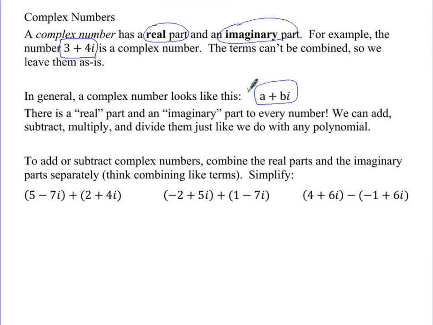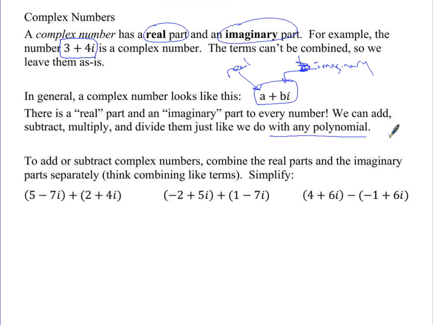In general, a complex number looks like this, a plus bi, where the a is the real part and the b is the imaginary part. There's a real part and imaginary part to every single number. We can add, subtract, multiply, and divide them just like we do with any polynomial. Treat them like polynomials, like variables. When you do that, you can multiply and divide and add and subtract them. Basically, you're just combining like terms.